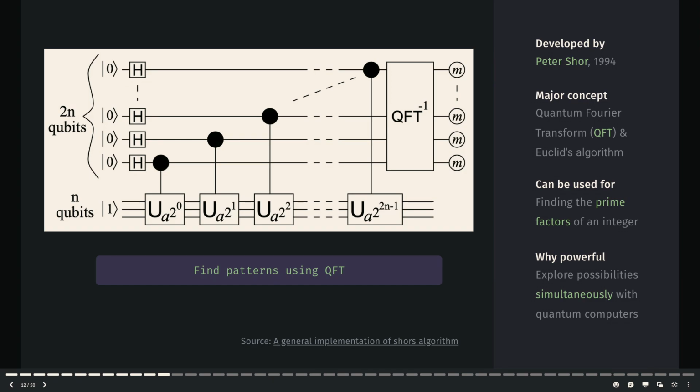So Shor's algorithm was developed by the American mathematician Peter Shor in 1994. It is a quantum algorithm for finding the prime factors of an integer using the quantum Fourier transform, QFT. The QFT is a key step where the algorithm finds the period or the pattern in numbers. Quantum computers can then use the characteristic of superposition we just talked about to explore many possibilities simultaneously, so they can find these periods or patterns really quickly.